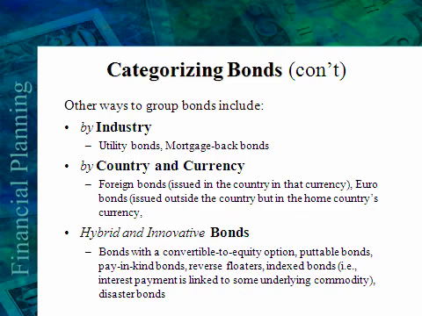Other ways to group bonds include by industry, like utility bonds, or mortgage-backed bonds from the real estate industry; by country or by currency: foreign bonds, which are bonds issued in countries in that country's currency, and eurobonds, issued outside the country but in the home country's currency; and hybrid and innovative bonds: bonds with convertible to equity options, puttable bonds, pay-in-kind bonds, reverse floaters, index bonds, i.e. interest payment is linked to some underlying commodity, and disaster bonds.